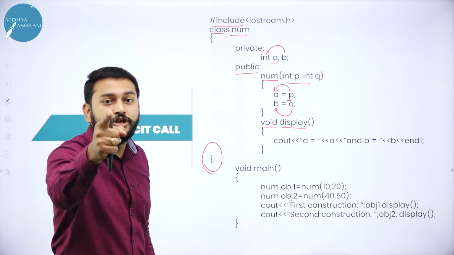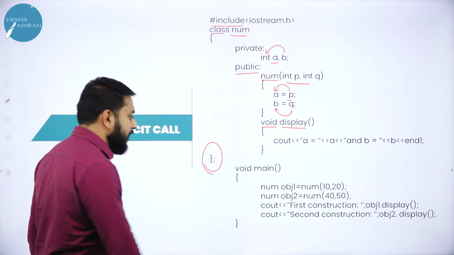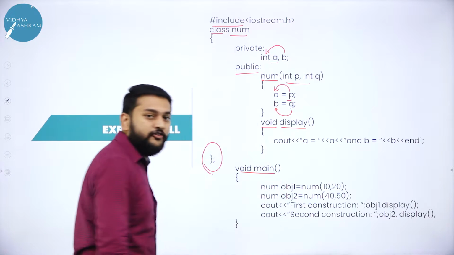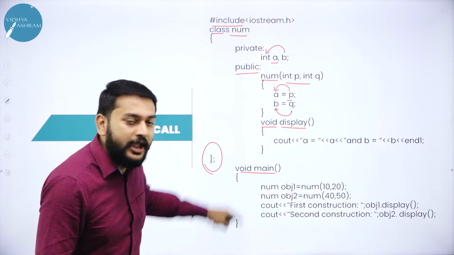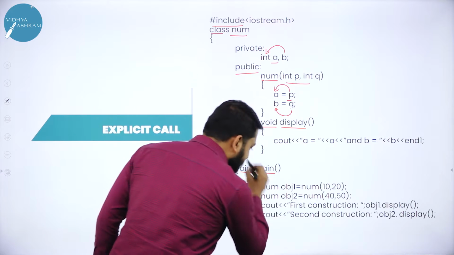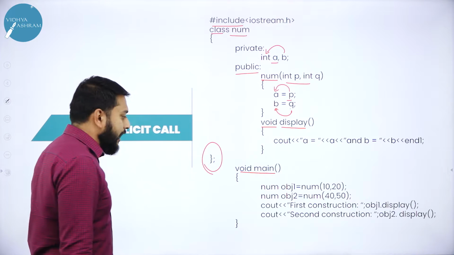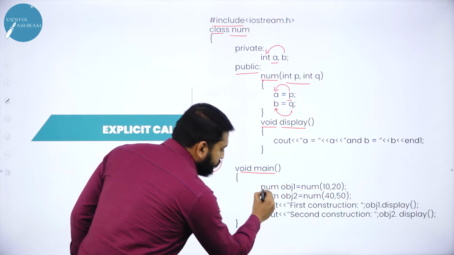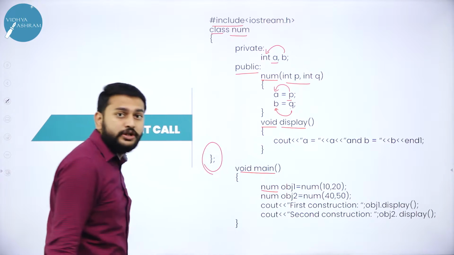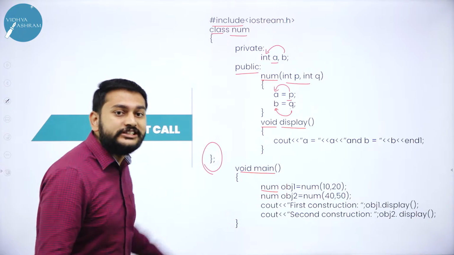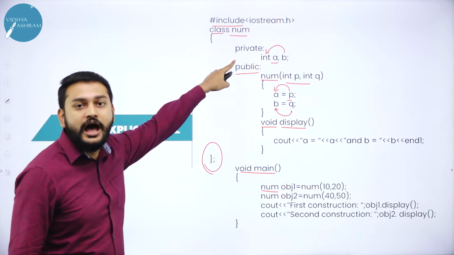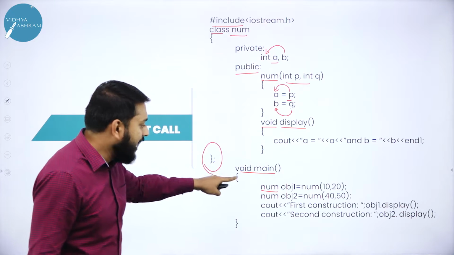My picture starts now. Please listen to me carefully. I have the main function. What is the first thing that I'll do? Listen to me carefully. This is the main picture that I am trying to show all of you. So guys, I have num. What is this num? Num is the name of the class.